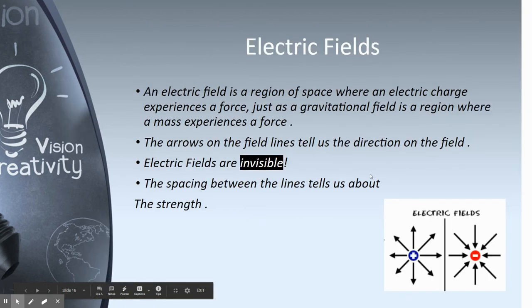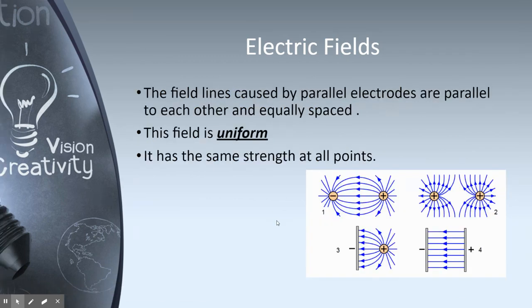Okay. Also, an important thing to know is that there are electrical fields. An electrical field is a region of space where an electric charge experiences a force, just as a gravitational field is a region where a mass experiences a force. The arrows of the field tell us the direction. Here we've got a field going away from a positive and going towards a negative. Electric fields are invisible, just like gravitational fields are invisible. We can't see it, but we can feel the strength of it.